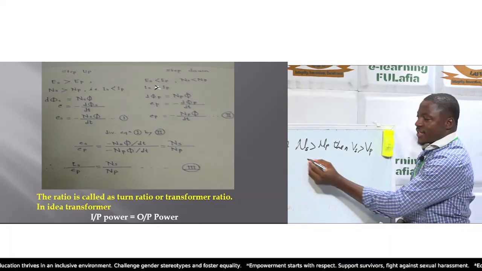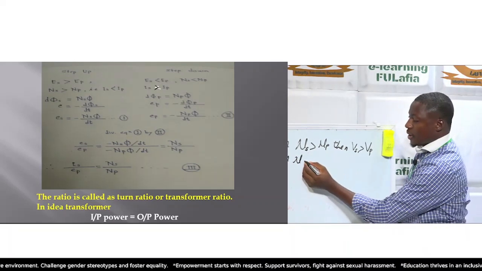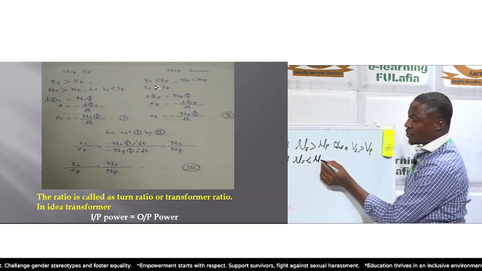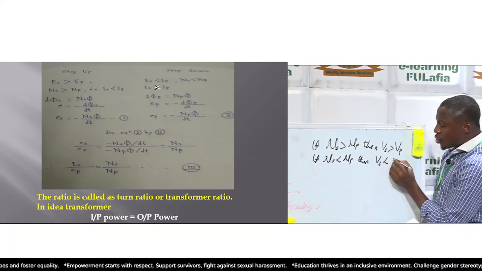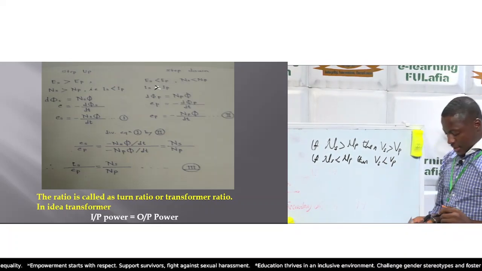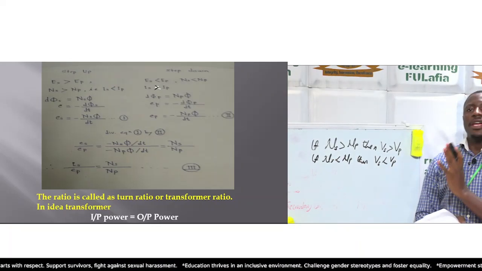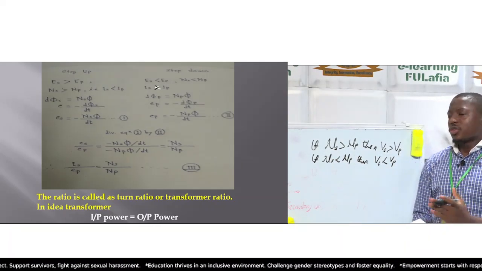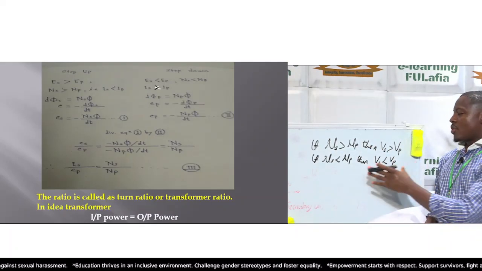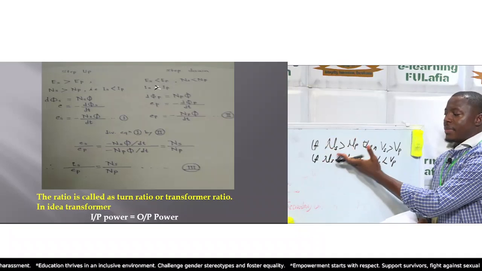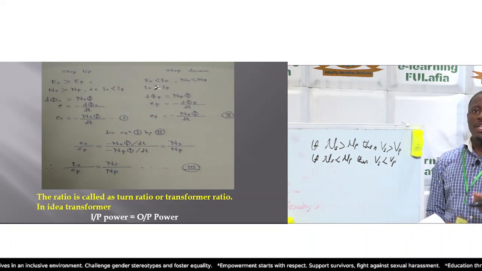And likewise, if the number of turns in the secondary is less than the number of turns in the primary, then the voltage in the secondary is also less than the voltage in the primary. Now, when you have this statement, then you know that you're talking about a step-down transformer. So when you take note of these two, whenever you are solving a problem, you'll know, when you are given a parameter, which one to put and when to put it, so that you proceed and solve your problem.